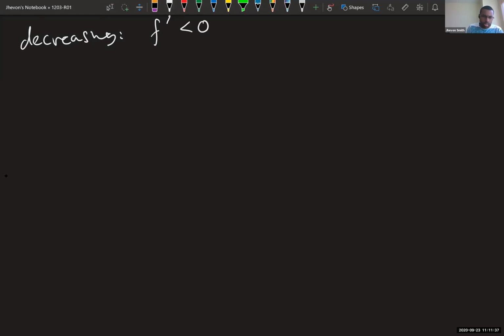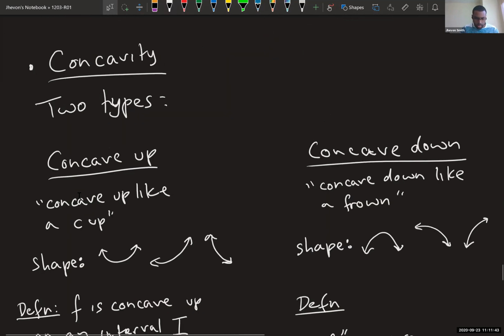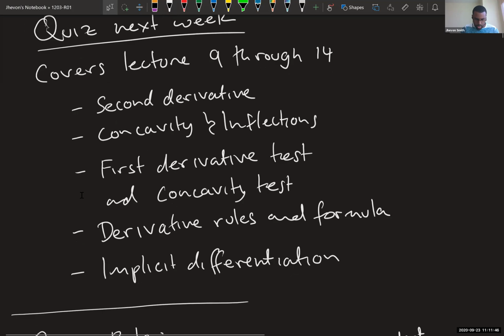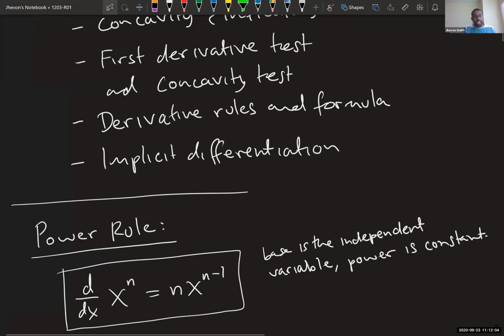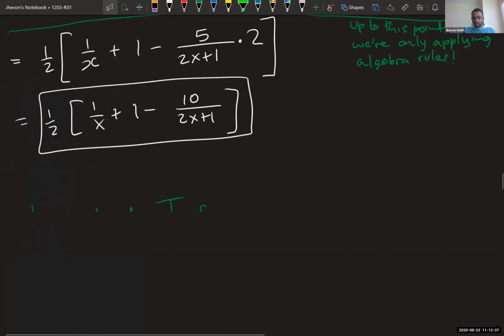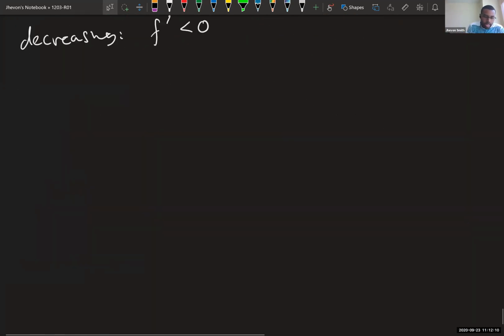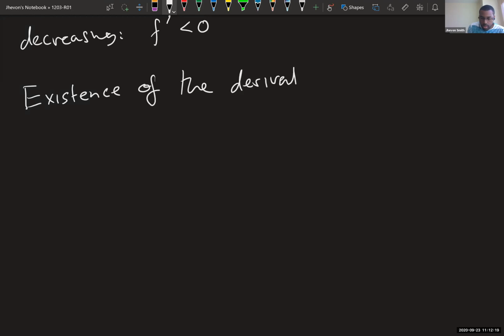Existence of the derivative is another thing that was covered. Let me throw that in. Existence of the derivative. So the derivative is a very powerful entity. However, it does not always exist. There are times when you cannot find a derivative. These are things that you should need to know.